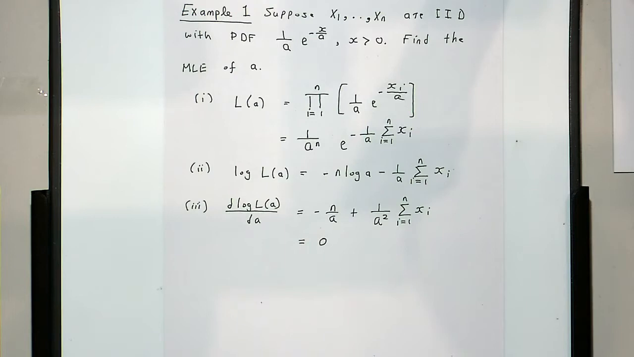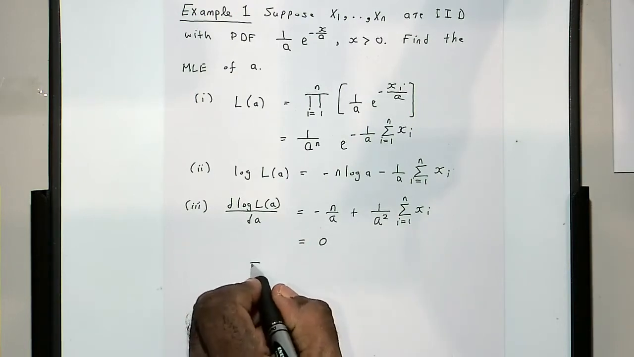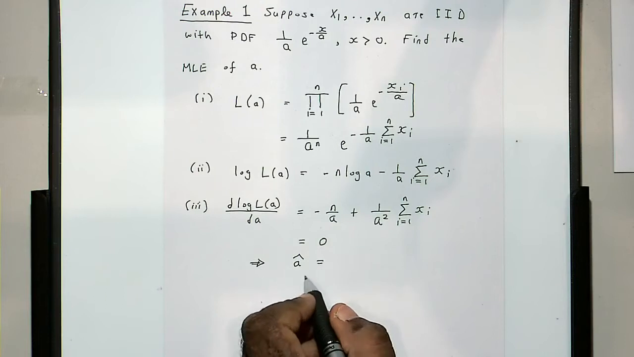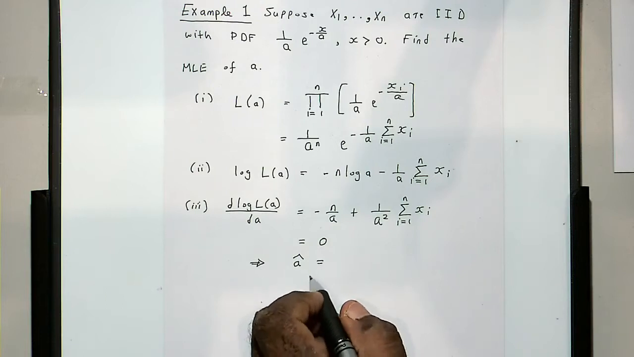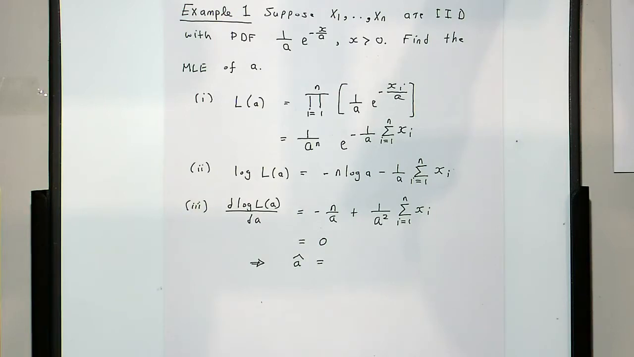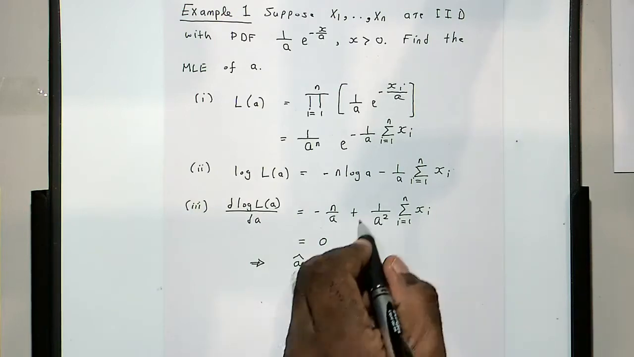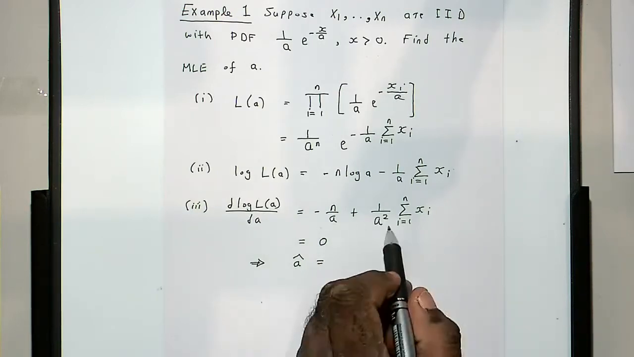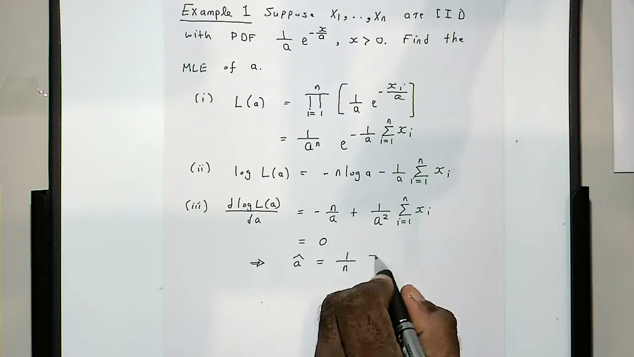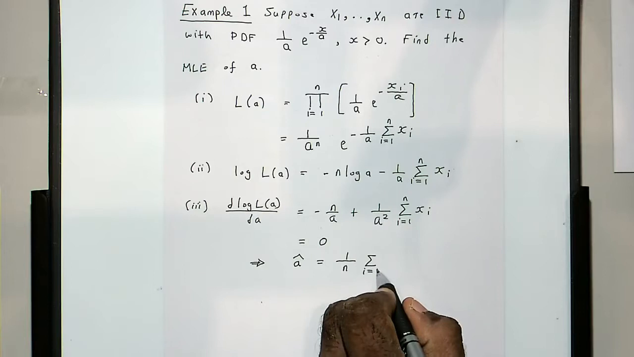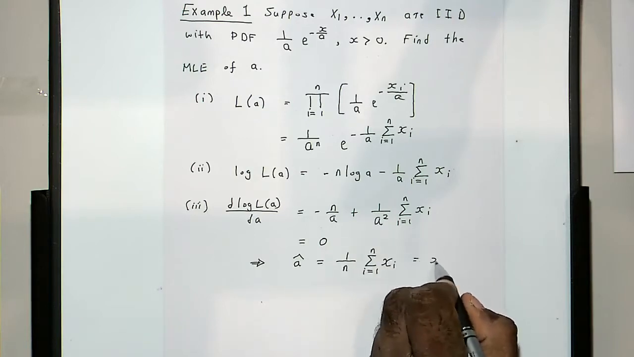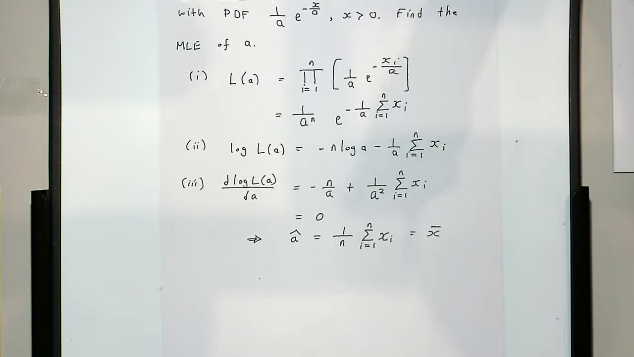Now, if you solve this equation for A, this is what you will get: A hat. The solution I denote by A hat. Whatever the parameter, you put a hat on top. So A hat is the solution of this equation, and it's equal to 1 over n times the sum, and this is the sample mean.